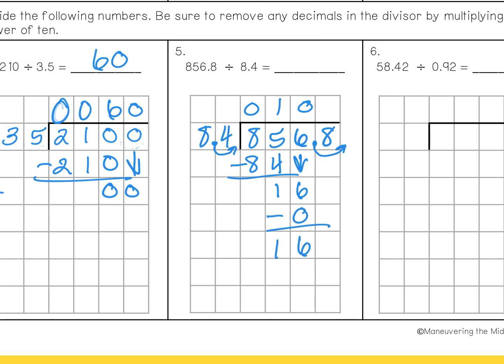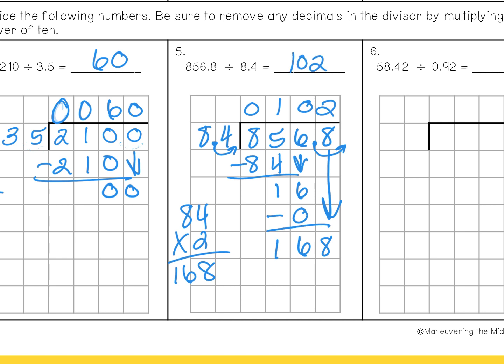16 minus 0 is 16. I'm going to drop down my 8. And now I'm going to ask myself how many times 84 goes into 168. I'm going to bet that it's twice. 2 times 4 is 8, and 2 times 8 is 16. It perfectly goes in twice, giving me a quotient of 102.